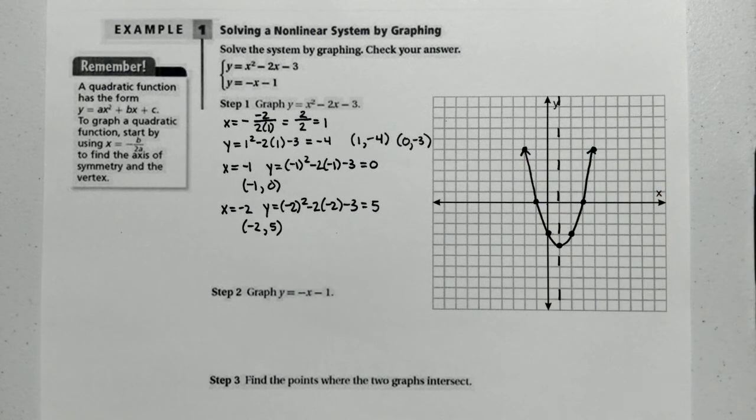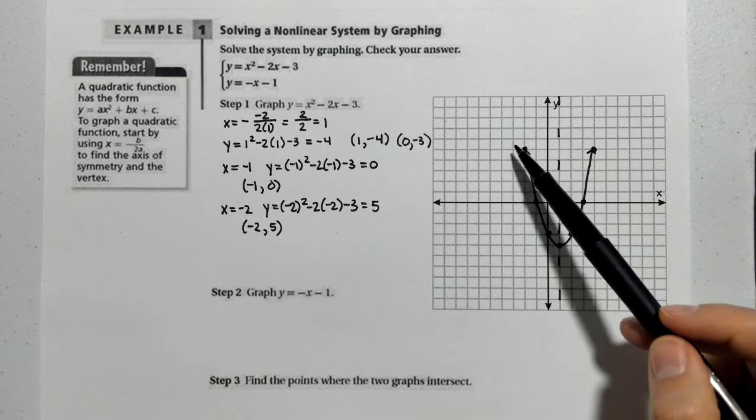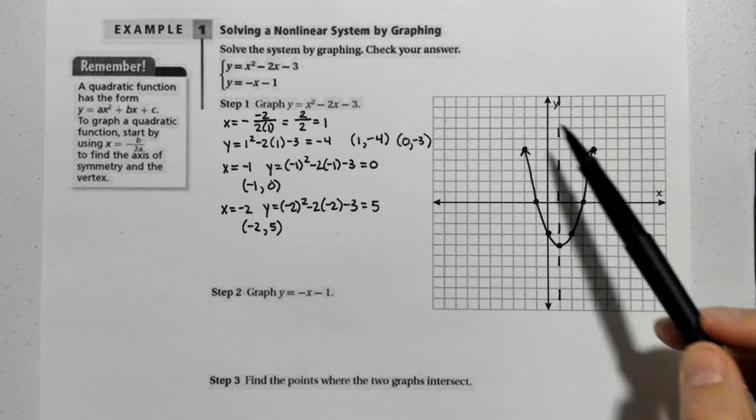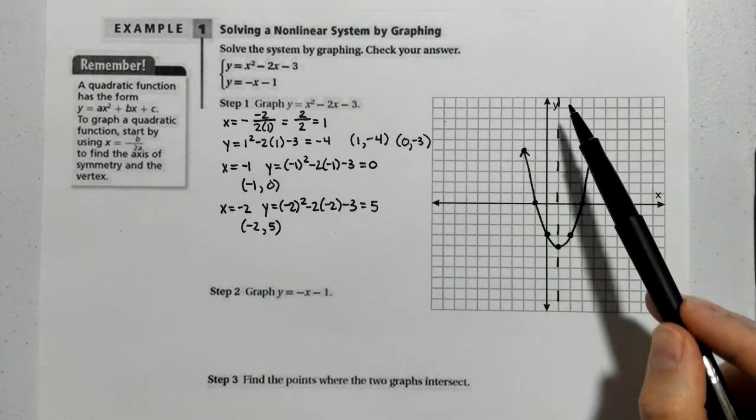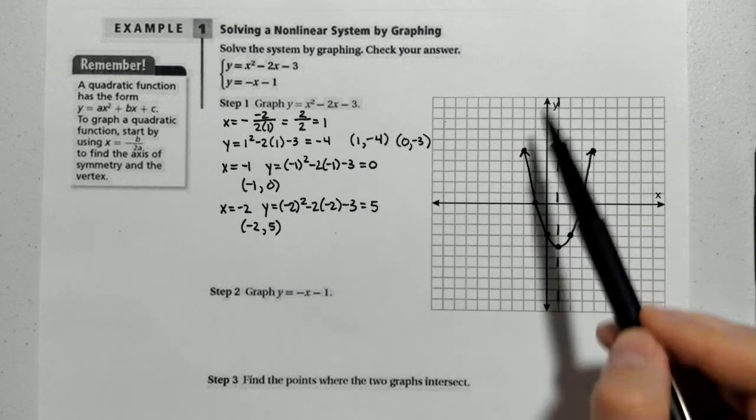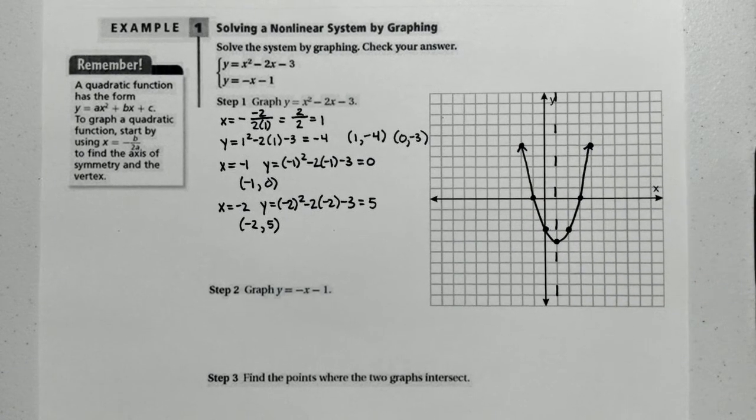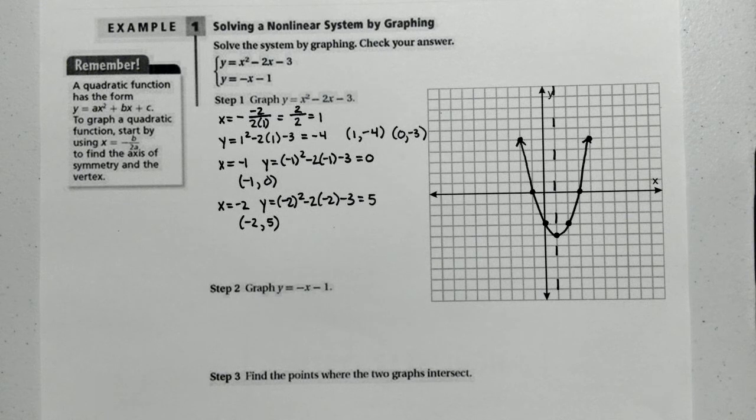So that's my quadratic equation. If I need to later on, I can extend to negative 3 to get one more point if my equation is kind of up here to find where they intersect. But if I don't need to, you don't have to.